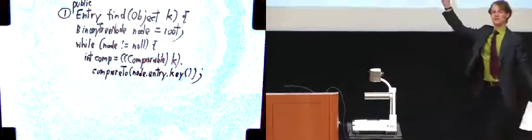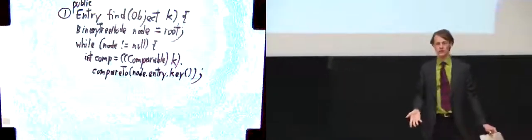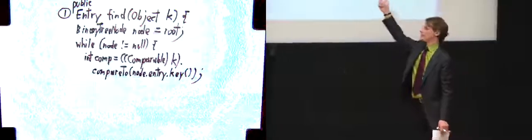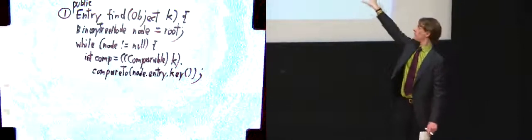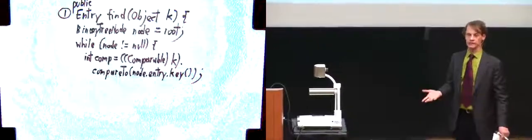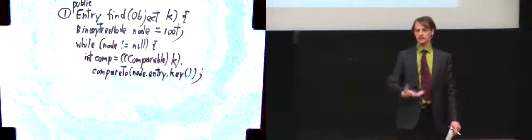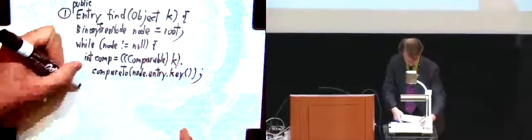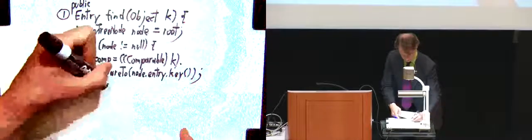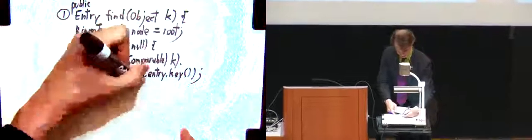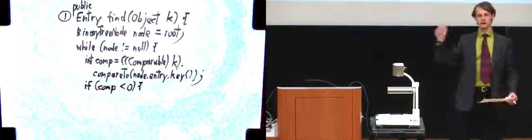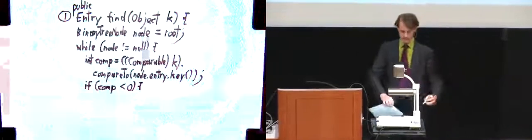So I know this is a little long-winded, but this is essentially using the compareTo function in the Comparable interface to compare the key k that we're looking for with the key that's actually stored in this node. That returns a number which is negative if k is smaller than this node's key, positive if k is bigger, and 0 if they're equal. So if the key is smaller, that means we need to search down to the left child and see if the thing we're looking for is down there.